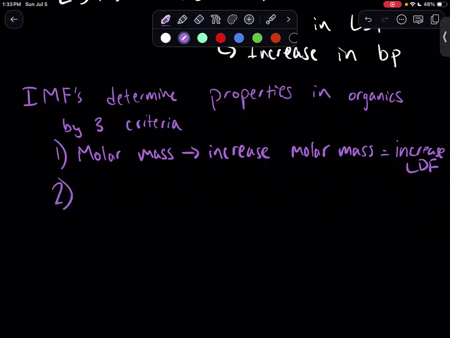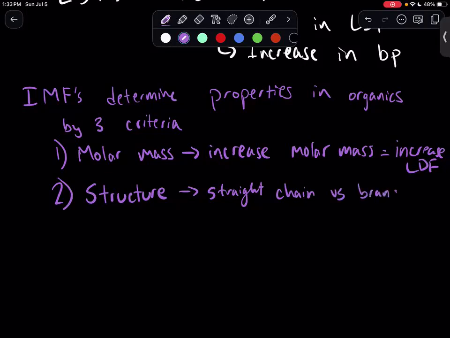The other one is structure. Structure is kind of weird when you're thinking about intermolecular forces because we generally assume that comes purely based on what makes it up. But we're going to see in just a moment that straight chain can be different than branched chain hydrocarbons or organics. So they're going to have very different intermolecular forces, even though they have the exact same molecular formula.